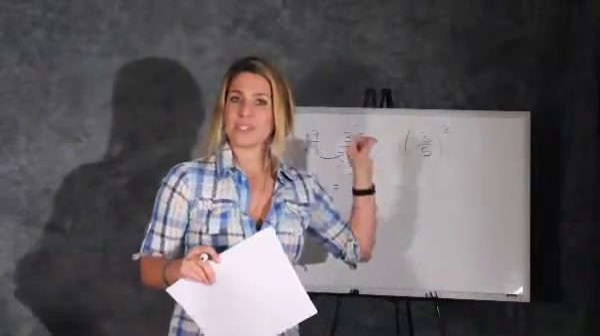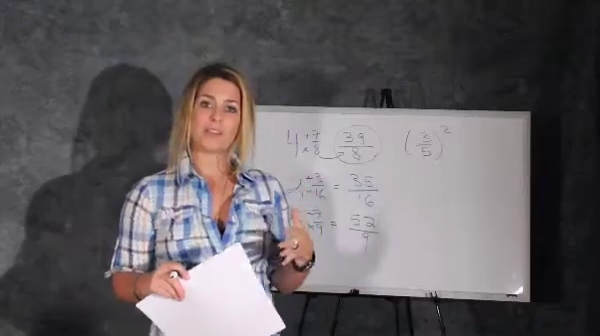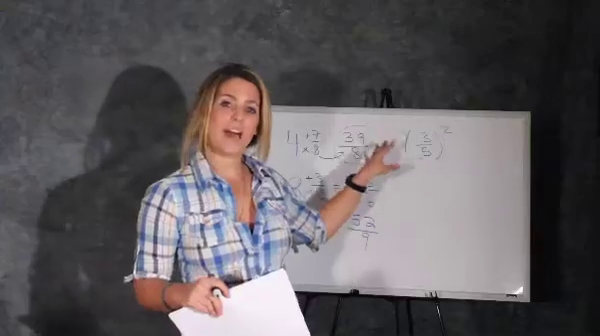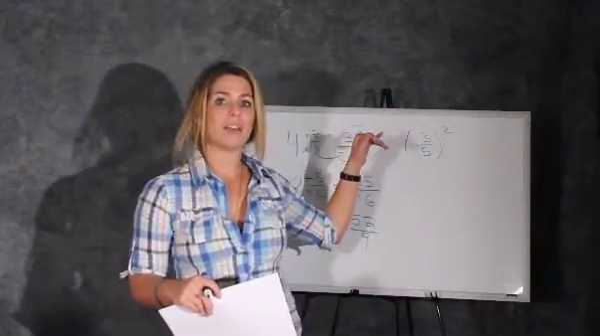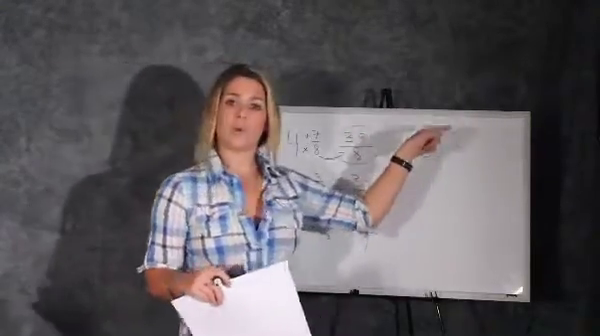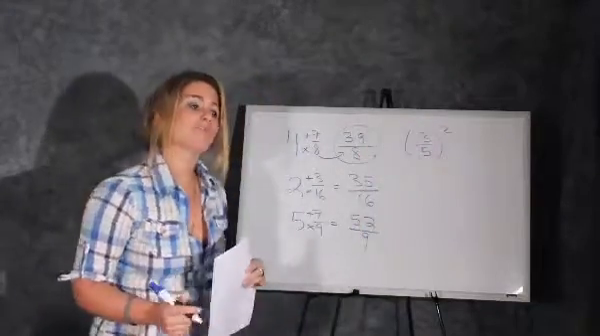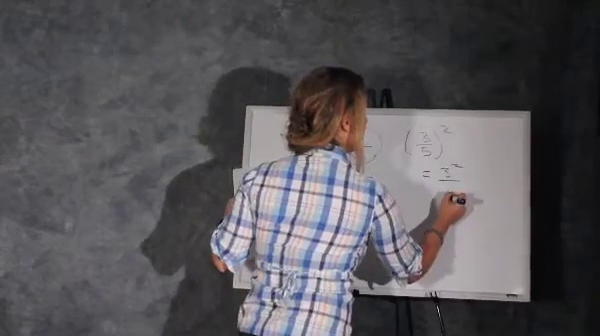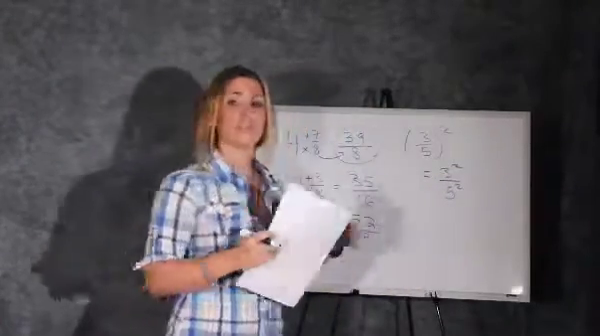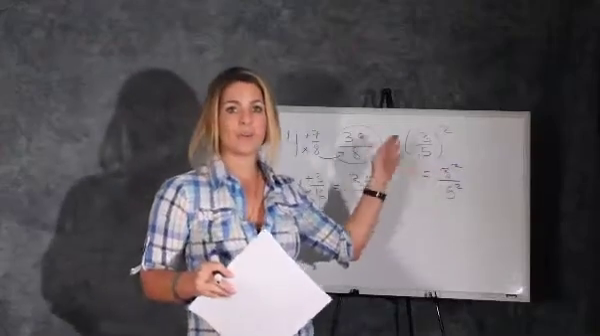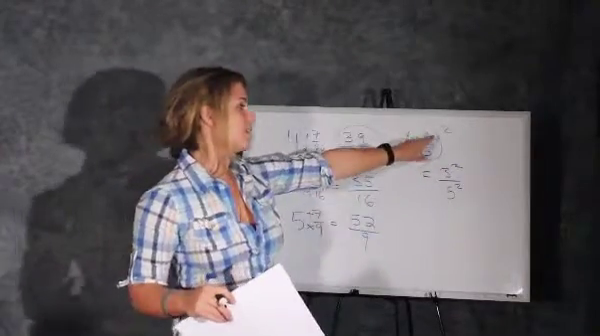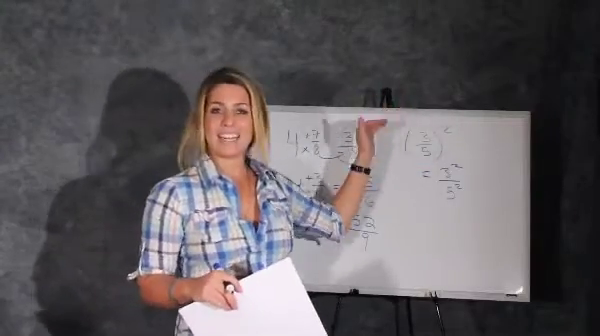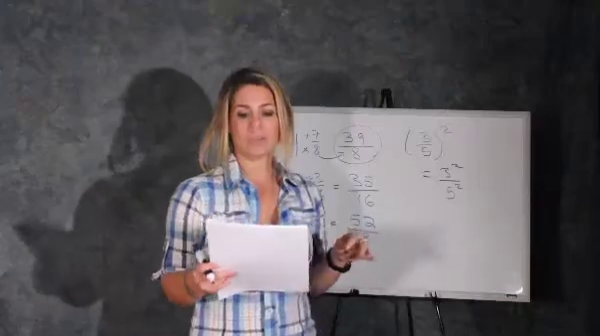Then the other thing that I just want to refresh with you is when you square a fraction. A lot of people forget that when you square a fraction, you have to square the top and the bottom. So 3/5 squared is the same thing as writing 3 squared over 5 squared, which then would become 9 over 25. So just because the square is closer to the 3 doesn't mean you can forget about the 5. That entire fraction has to be squared.